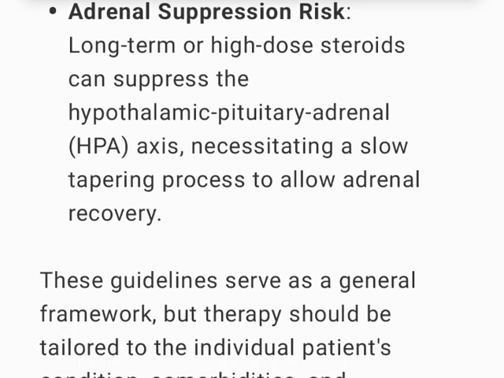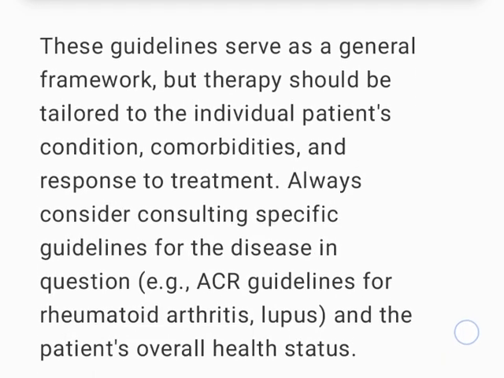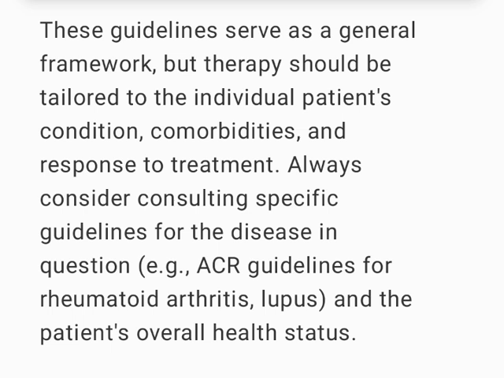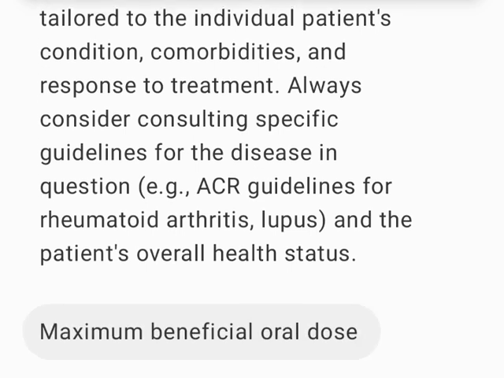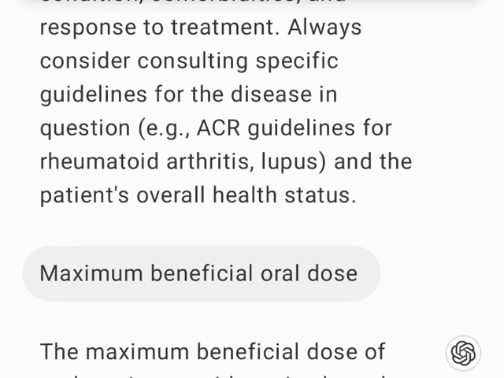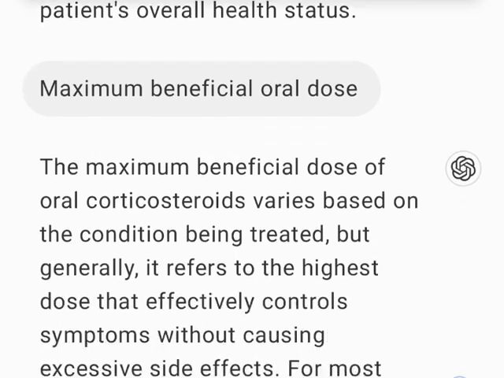Adrenal suppression risk. Long-term or high-dose steroids can suppress the hypothalamic pituitary adrenal (HPA) axis, necessitating a slow tapering process to allow adrenal recovery. These guidelines serve as a general framework, but therapy should be tailored to the individual patient's condition, comorbidities, and response to treatment. Always consider consulting specific guidelines for the disease in question, e.g., ACR guidelines for rheumatoid arthritis, lupus, and the patient's overall health status.